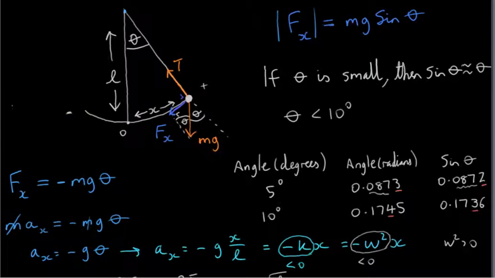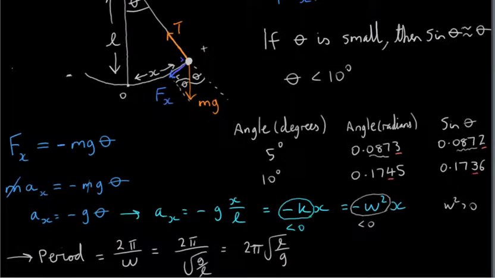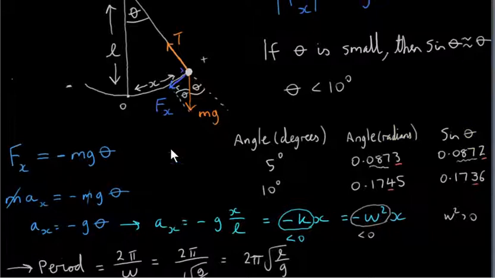We also saw that the period, which we know to be 2 pi over omega, is 2 pi times root L over G, where L is the length of the pendulum bob and G is the acceleration due to gravity. So the period does not depend on the mass. M does not come into this formula. So it doesn't matter what value of M we have here, the period, or the time taken for the bob to complete one oscillation, is the same. It depends on L and G only.